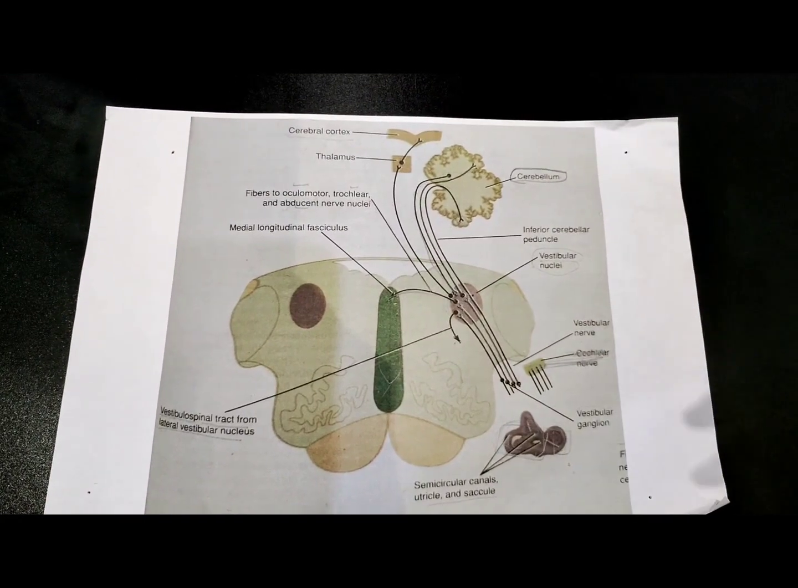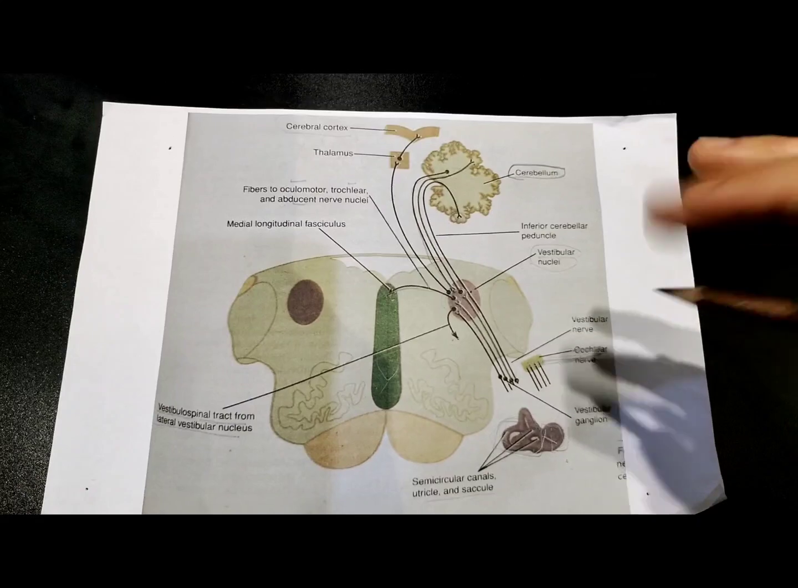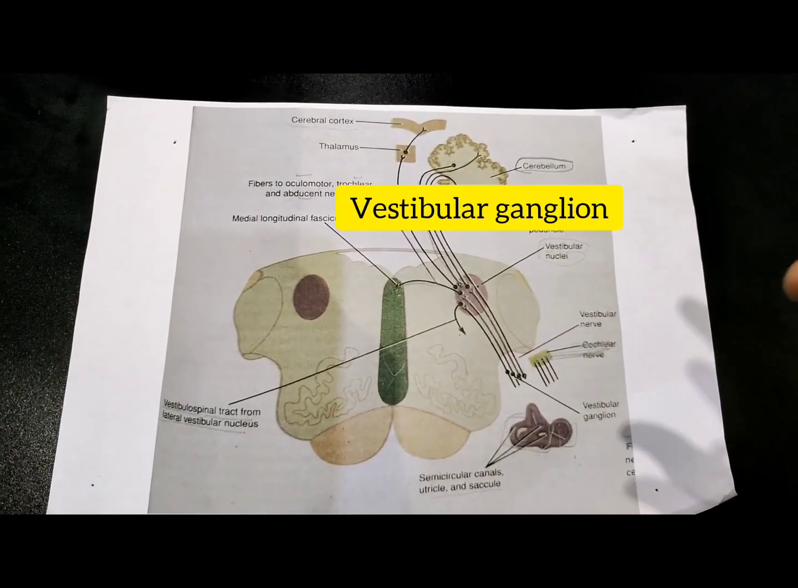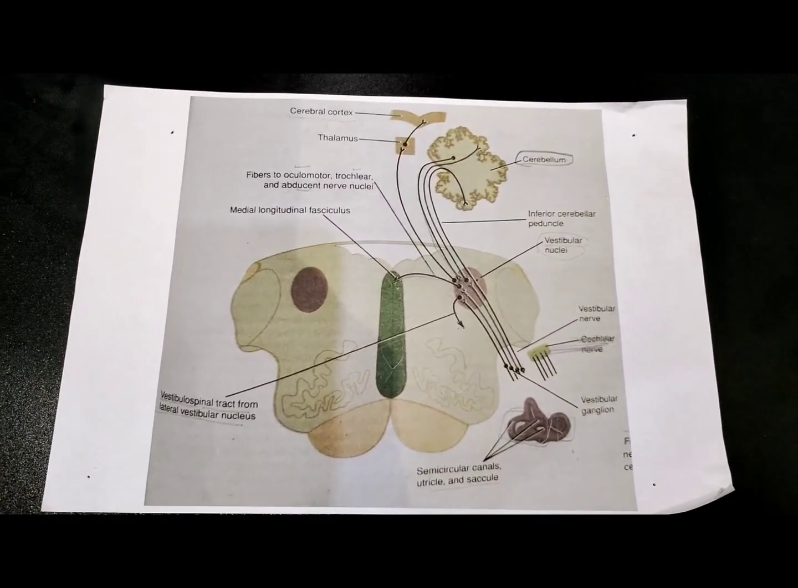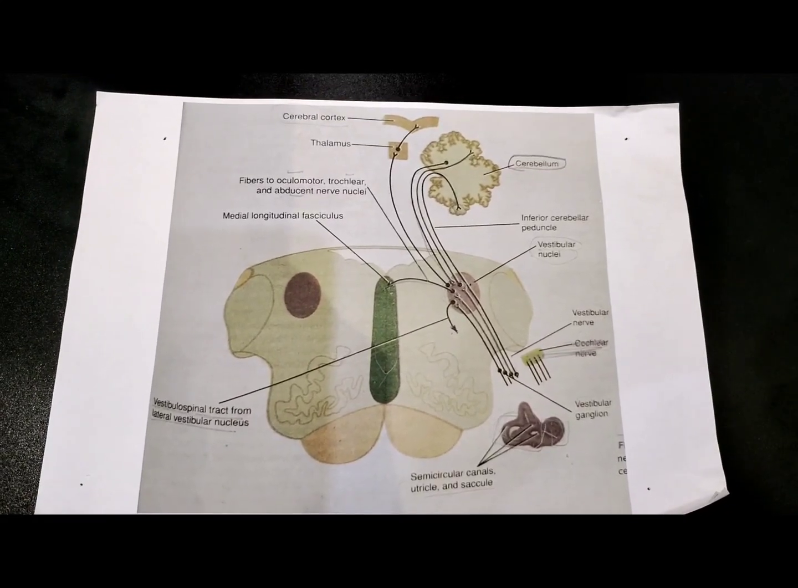So from here the vestibular nerve is emerging. During its course into the internal acoustic meatus, there is the vestibular ganglion, and the vestibular ganglion has the cell bodies of this nerve. So the processes emerging from that make up the vestibular nerve.